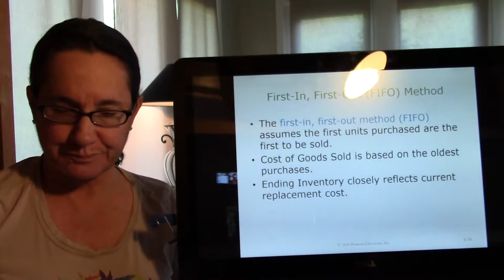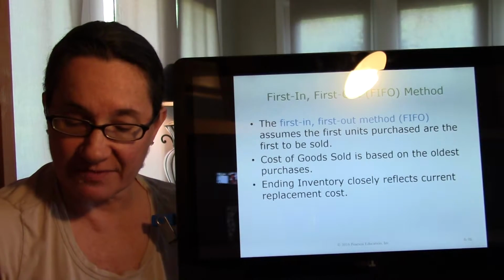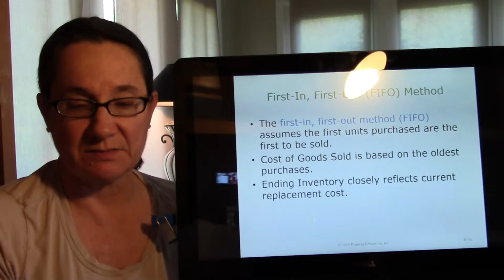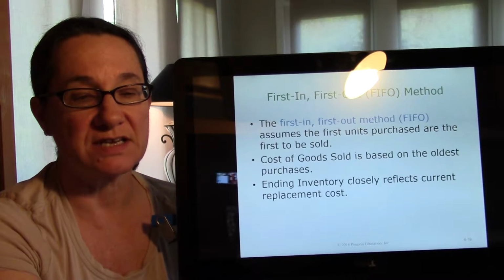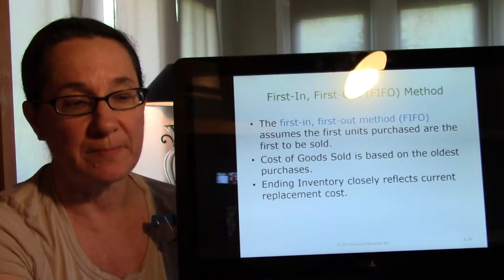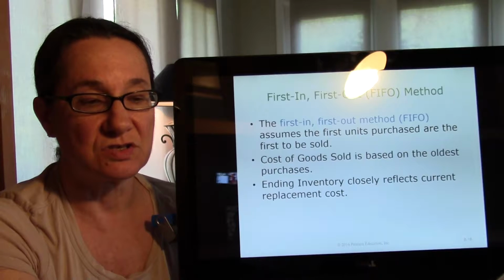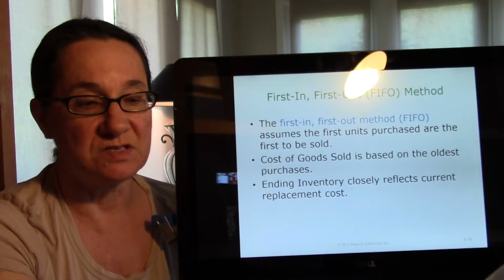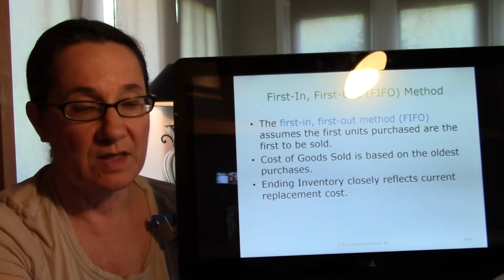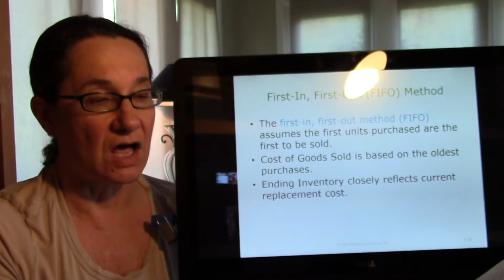All right, so let's talk first about FIFO. The first in, first out, or FIFO method is an inventory costing method in which the first costs into inventory are the first costs out to cost of goods sold. Ending inventory is based on the cost of the most recent purchases. When using perpetual FIFO, we account for each purchase and sale as it happens.